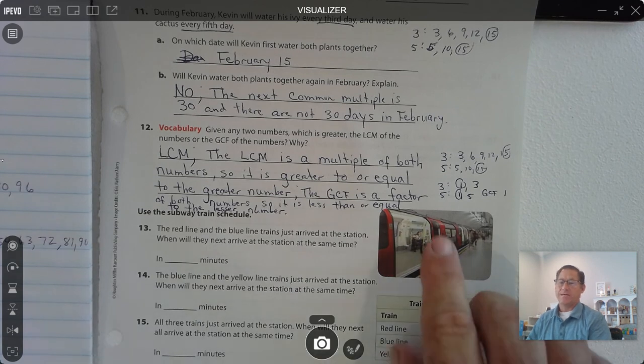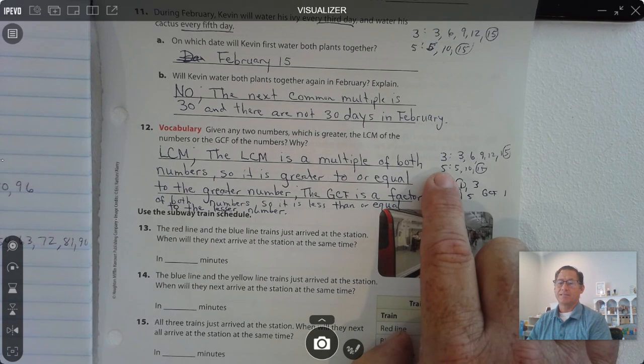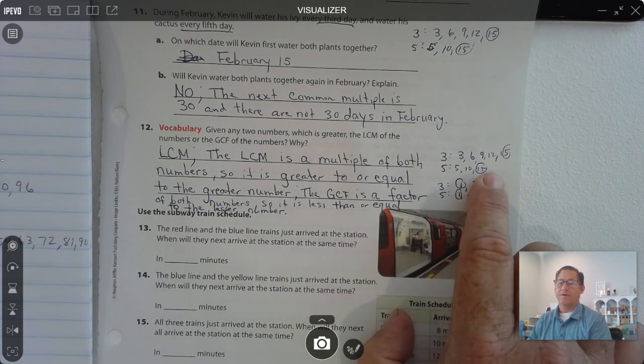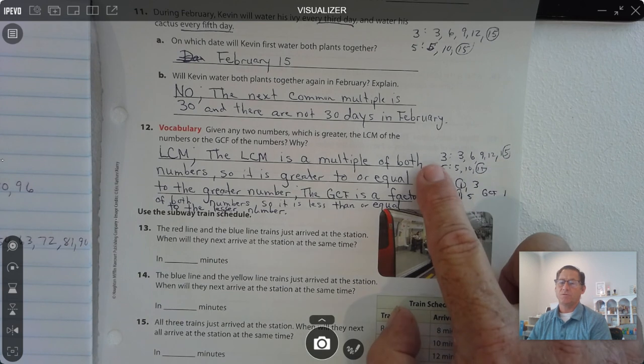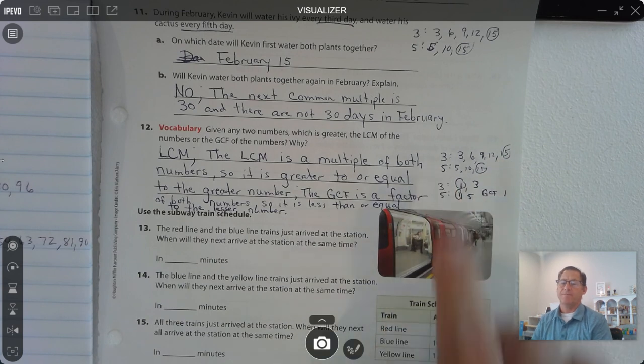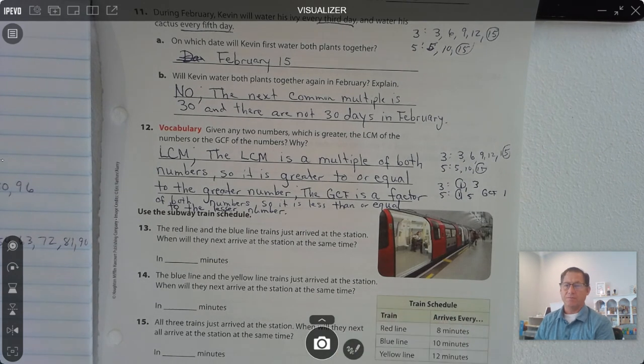which is less than or equal to the smallest number, 3. In the least common multiple of 3 and 5, the least common multiple is 15, which is greater than or equal to the larger number 5. So this, given any two numbers, the LCM will always be greater.